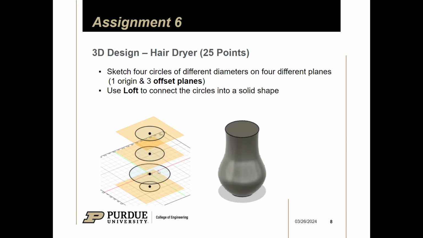You can kind of see what's going on over here. These orange squares are different planes, and you can see how these circles are stacked on top of each other. And then when we create a loft, it'll create a nice, smooth, solid body constrained by these circles.